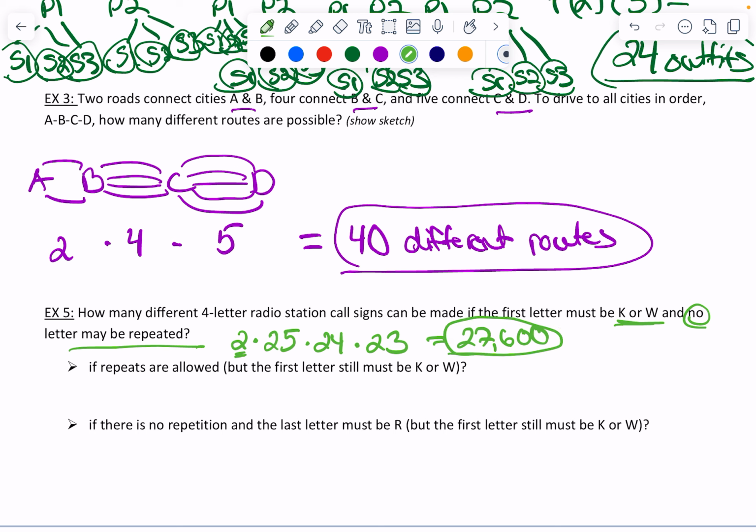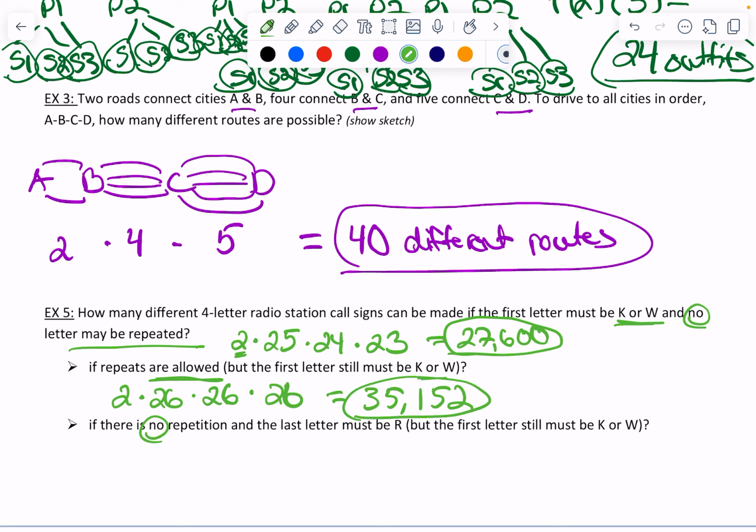Now, if repeats are allowed, but the first letter still must be K or W, we only have K or W for the first one. For the second one, we have 26 options because we have all the letters. Third letter, the same thing, and the fourth letter too, since repeats are allowed. Now, when we do this calculation, we get 35,152.